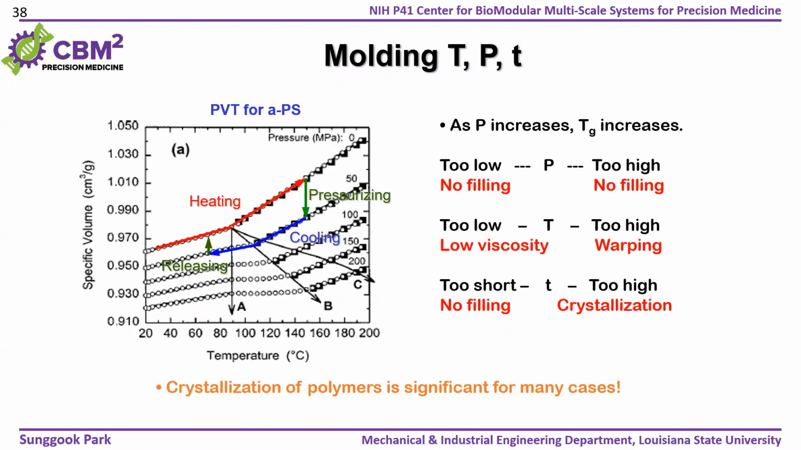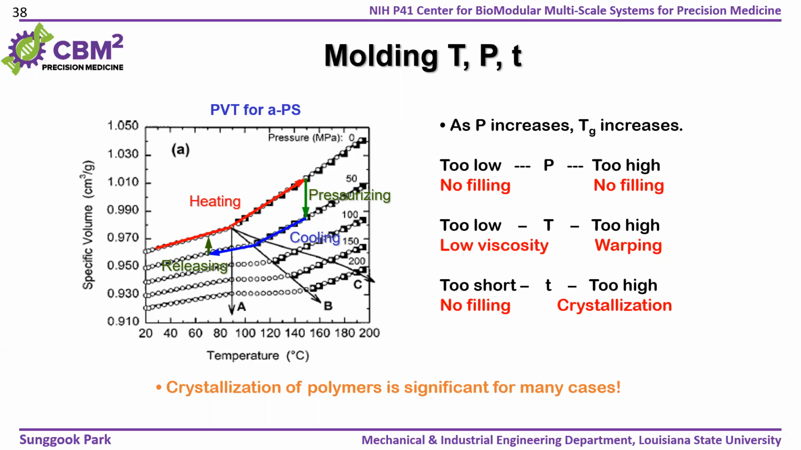How about temperature? Again, if temperature is too low, then your polymer is not mobile enough. But if you increase the temperature too high, there will be a lot of thermal stress generated during the cooling process, so your substrate can be warped. There's a deformation, so this is not good. You also need to control the temperature.